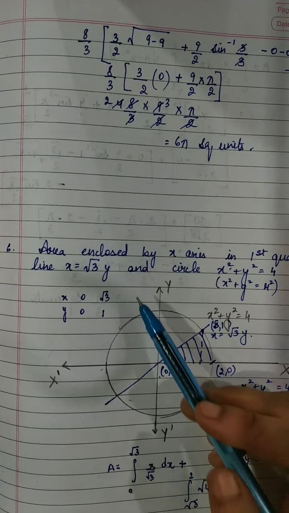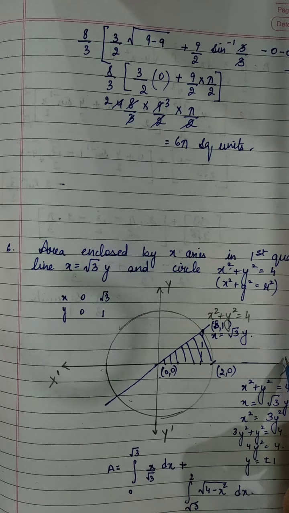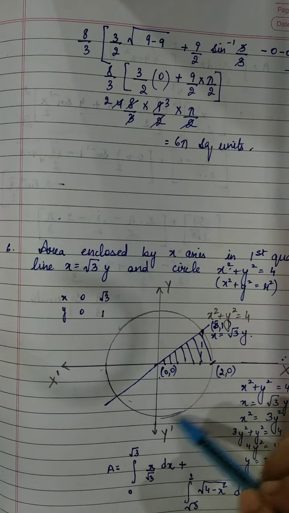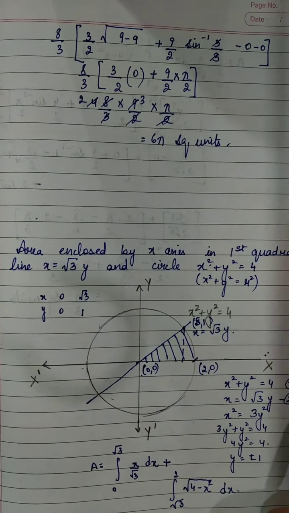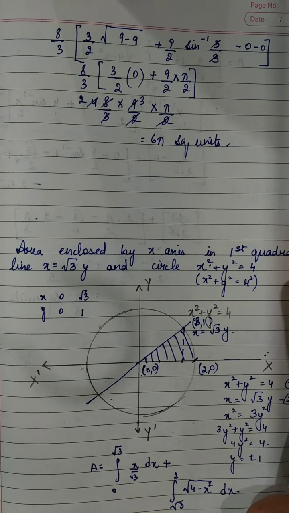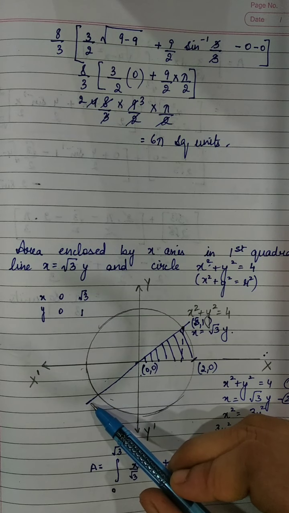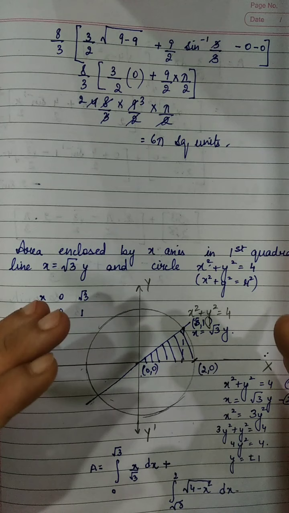Now I have to find the area enclosed by the x-axis in the first quadrant, this line and the given circle. So this is the respective area, right? For doing such questions, as I've already told you, this is an example of area enclosed by a line and a circle.